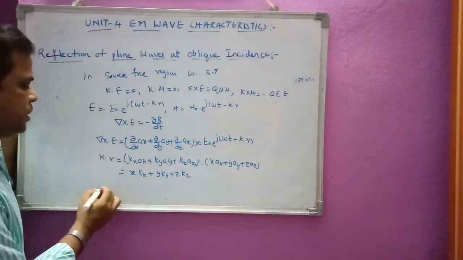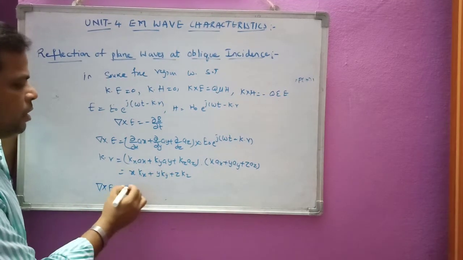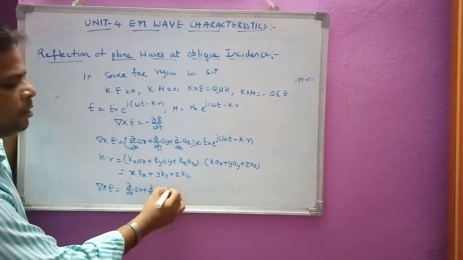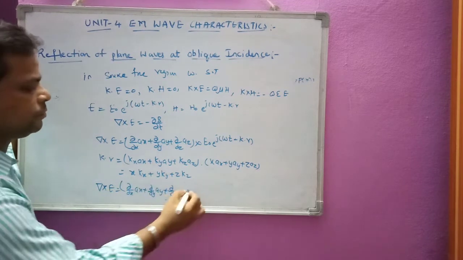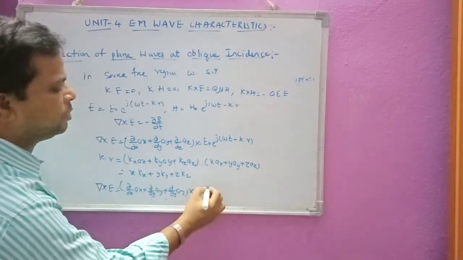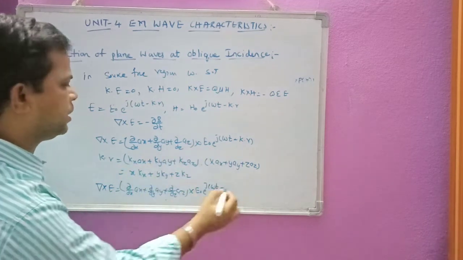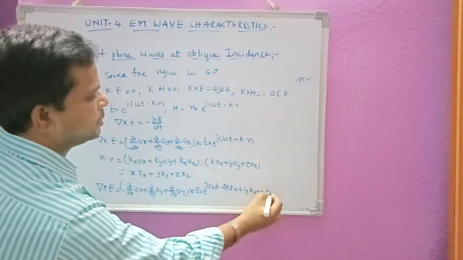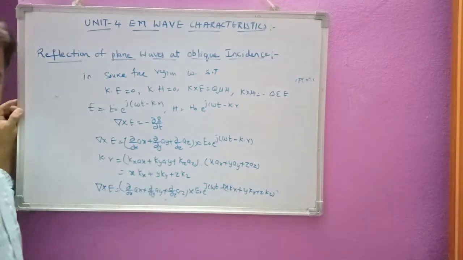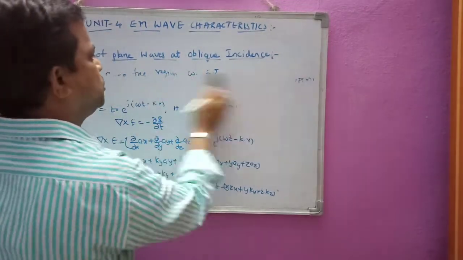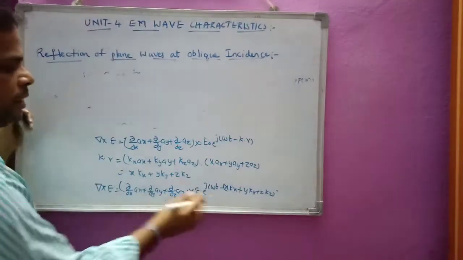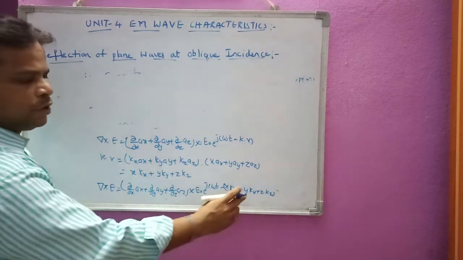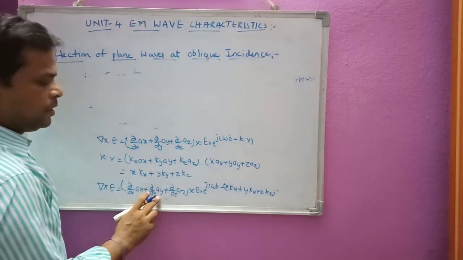Now I am going to substitute this k dot r and proceed with this derivation, that is del cross E is equal to dou by dou x of ax plus dou by dou y of ay plus dou by dou z of az, cross E naught into e power j(omega t minus (x kx plus y ky plus z kz)). If I take the differentiation with respect to x, it is 1, I will get kx into ax, and next differentiation with respect to y, I will get 1 into ky, similarly ay, and similarly in this way.